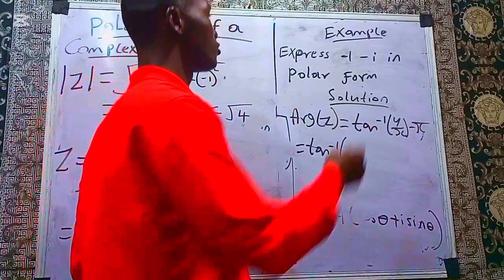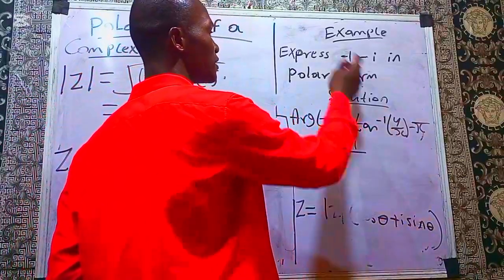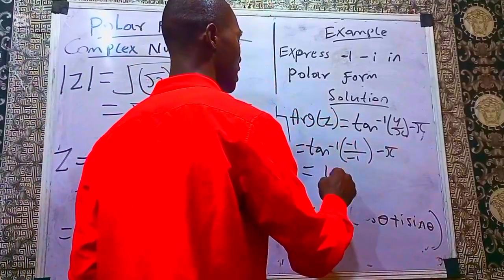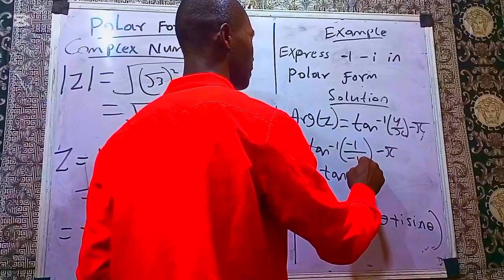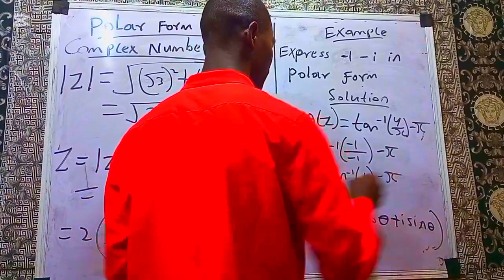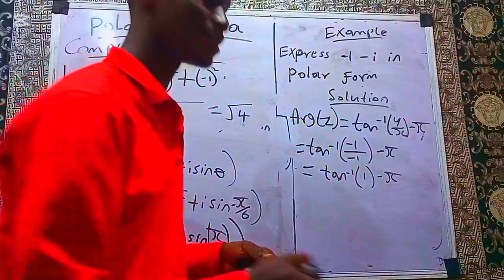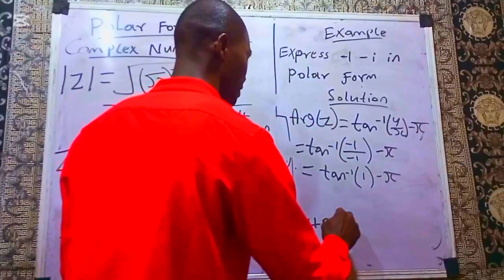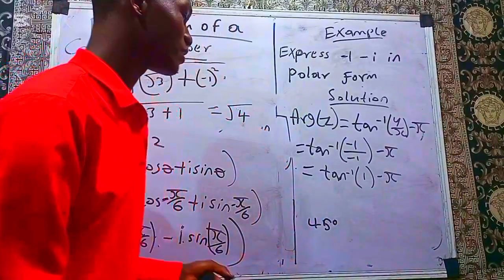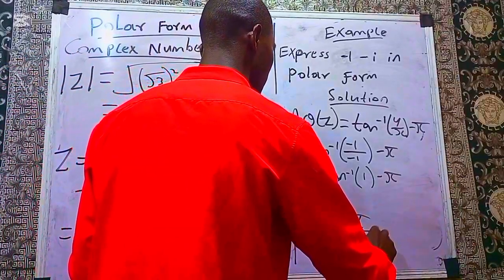So this will be tan inverse of, what is your y? Your y is the coefficient of i, which is -1. What is your x? The real part, which is -1. Then minus pi. So this will be tan inverse of -1 divided by -1, which gives you 1, minus pi. What is tan inverse of 1? Tan inverse of 1 is 45 degrees. You can convert the 45 degrees to radians, because our angle must be in radians. Convert to radians by multiplying it by pi over 180 degrees.